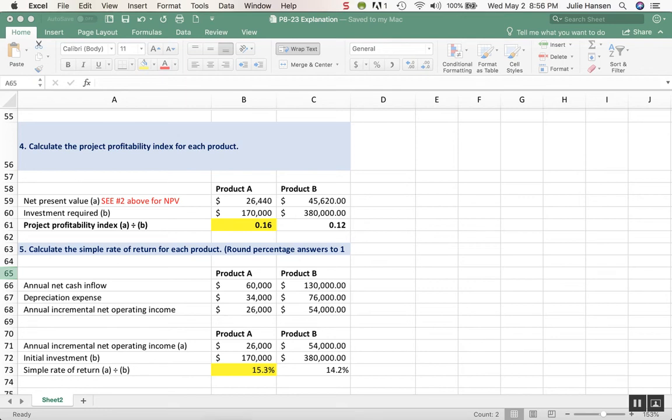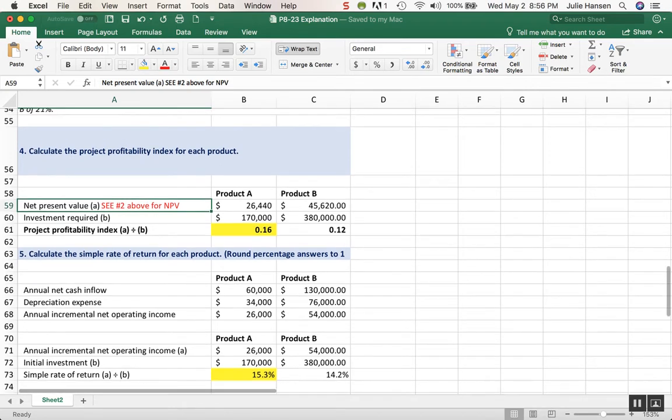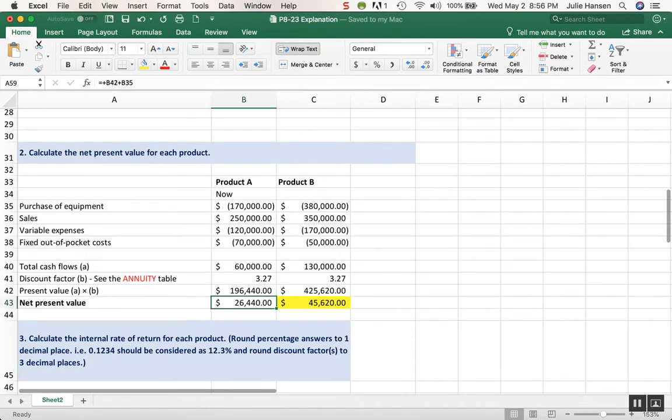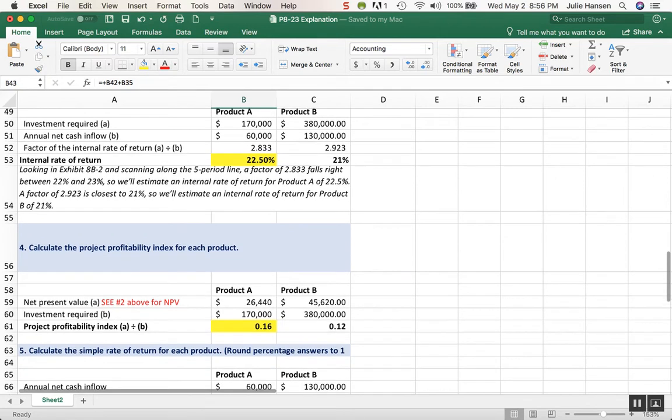Okay, the fourth problem is the project profitability index. And that one, per the calculations in the book, just says take the net present value. I put a little note here: it said C number 2, the net present value, because we calculated that, and it was this number right here, the 26,440. So we will take that 26,000 and divide that by the 170,000. Where'd we get that? That's the amount that was required to spend for that piece of equipment. And my project profitability index is a 0.16.